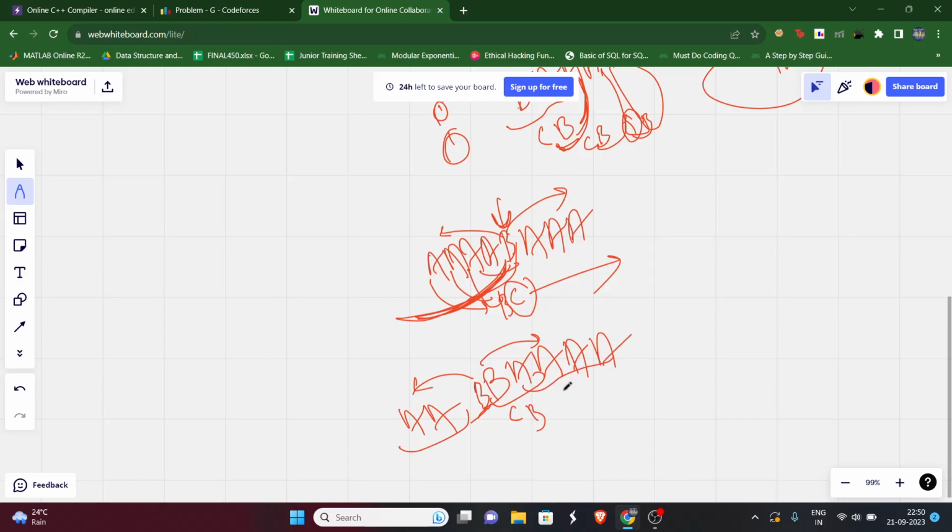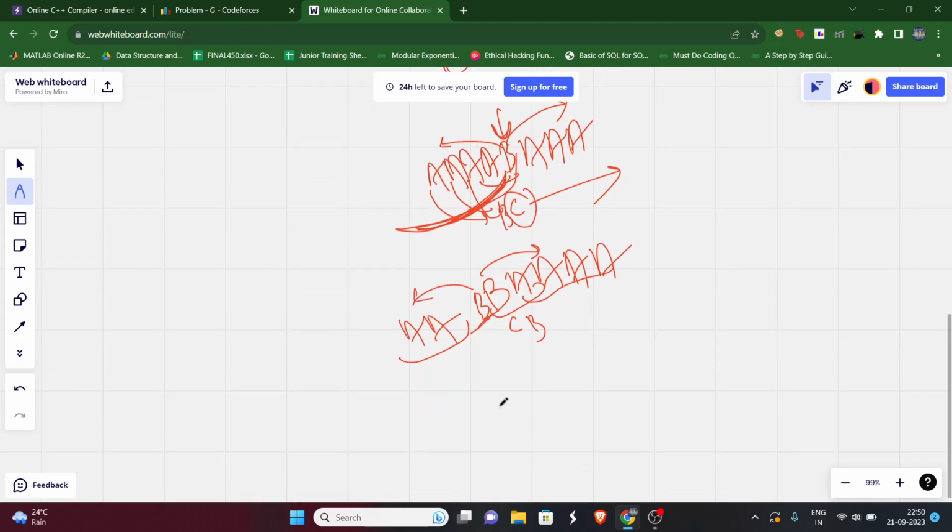So what we can see from here is, if we have two consecutive B's, then the total number of coins will be equal to the total A's.